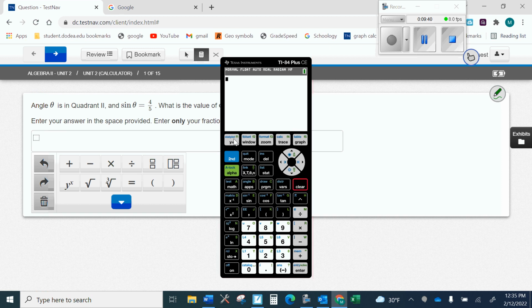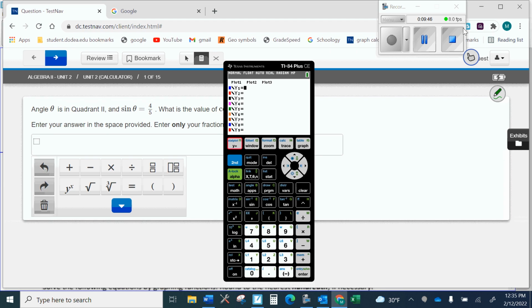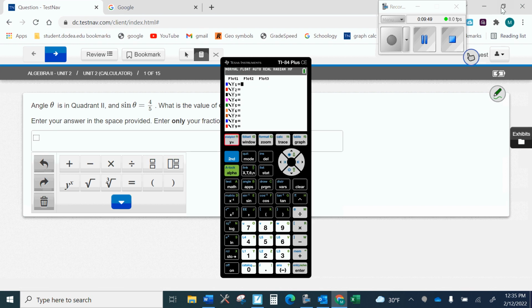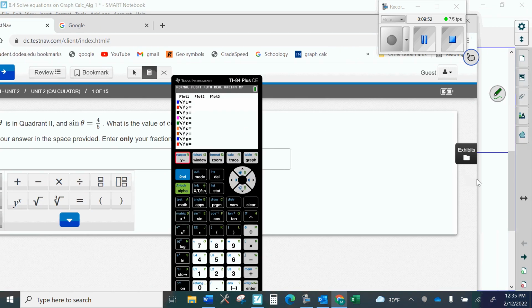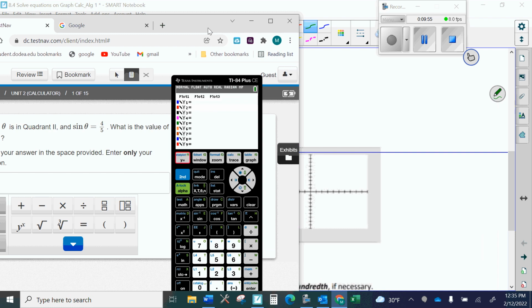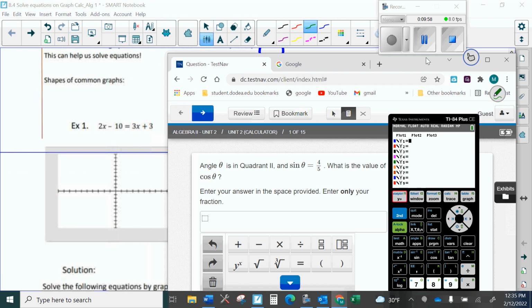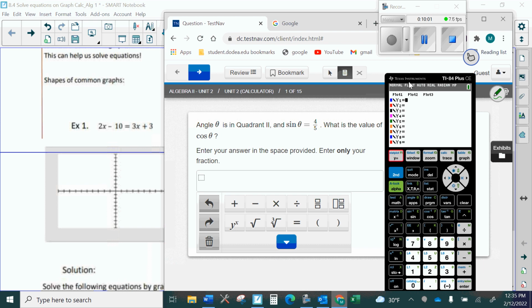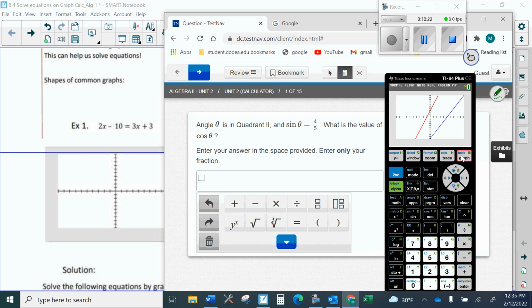Okay, so what you do, on the left side of the equal sign, you type in what you see. Okay, so let me move this over here more so we can see our equations. Here, we'll go to this side for this one. So on the left side of the equal sign, I type in 2x minus 10. Hit enter. Now on the y sub 2, I put what's on the right side of the equal sign, 3x plus 3. Enter. Okay, then I'm going to hit graph.